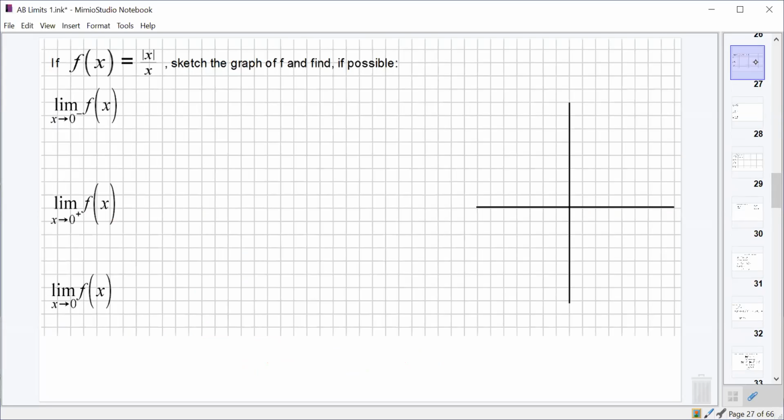So if we are looking at the limit as x approaches 0 from the left of f of x, that's the limit as x approaches 0 from the left of the absolute value of x over x, right? What does that tell you about every x value when you're doing a one-sided limit approaching 0 from the left? Every x value that you are concerned about must be less than 0. And if x is less than 0, what is the absolute value of x?